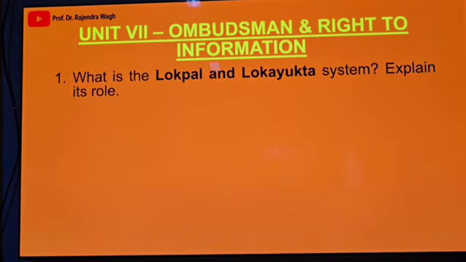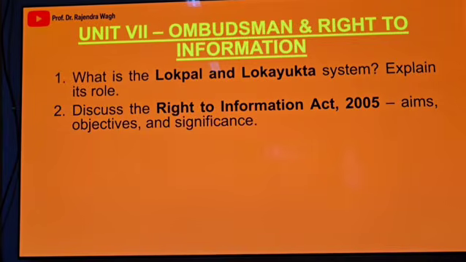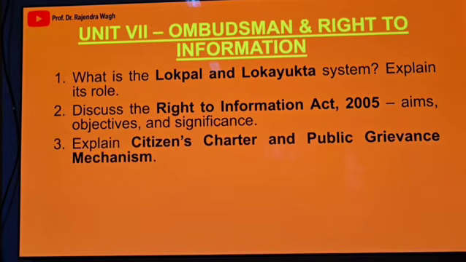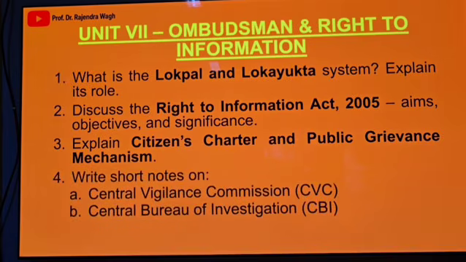Next unit is there, friends. Unit 7, Ombudsman and the right to information. This is newly added but very important, friends. What is the Lokpal and Lokayukta system? Explain its role. Discuss the Right to Information Act 2005, aims, objectives, and significance. Number 3, explain citizen charters and public grievance mechanism. 4, there are short notes: Central Vigilance Commission, that is CVC, Central Bureau of Investigation, CBI.